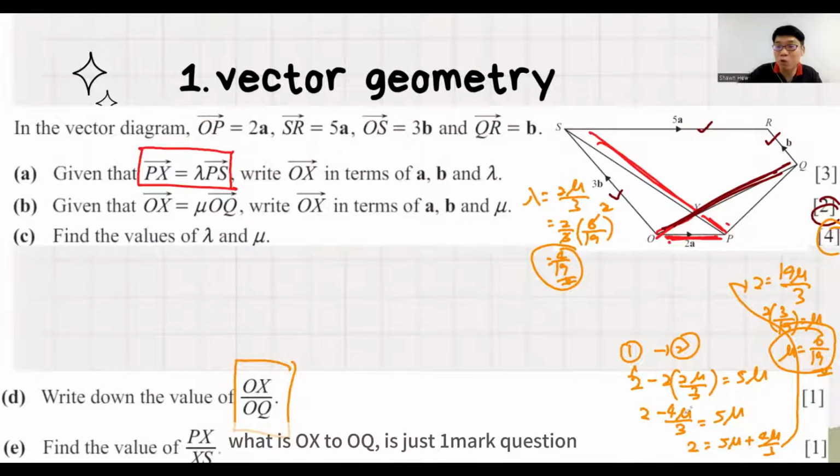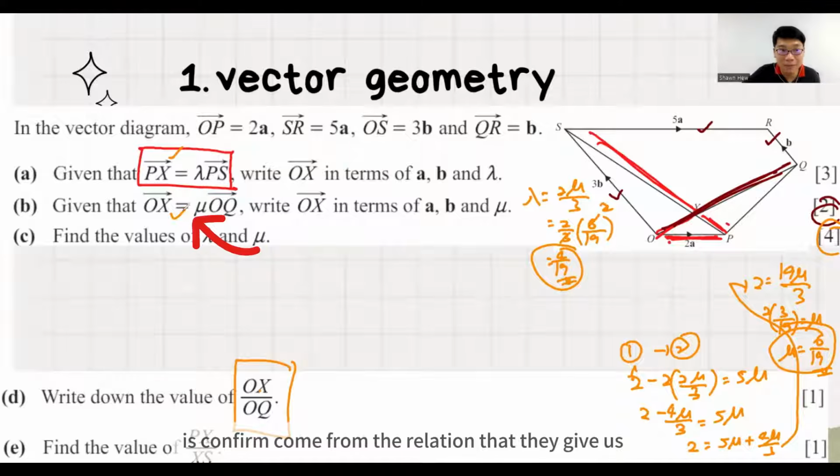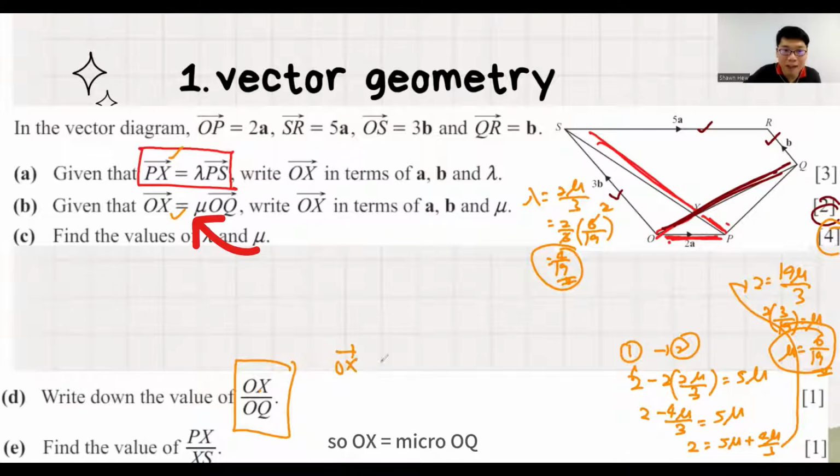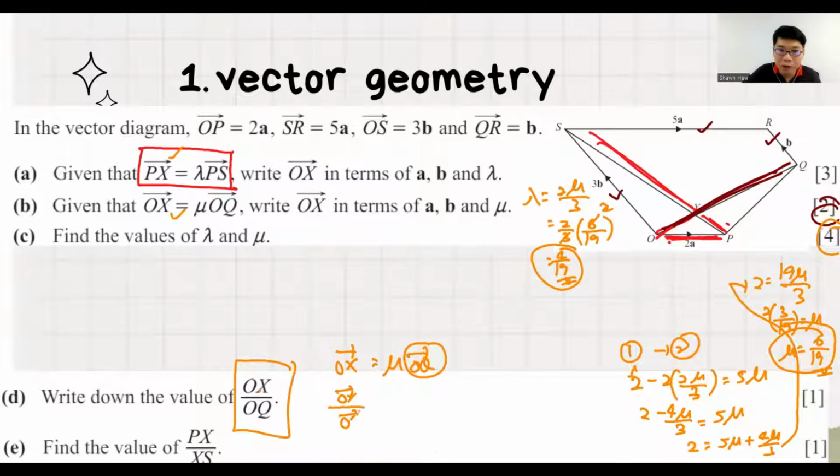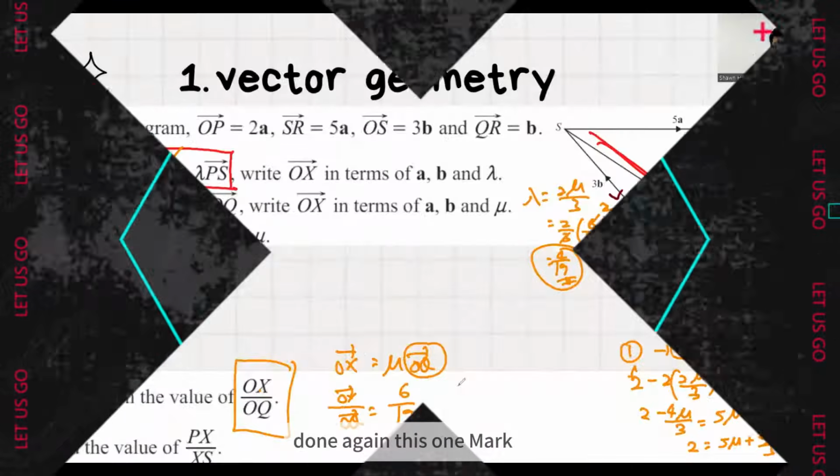Okay, so after we successfully find mu and lambda, the next question asks us to find OX to OQ. It's just a 1-mark question. OX to OQ definitely comes from the relation that was given to us. So OX equals mu OQ. So we rearrange by throwing OQ down, it is mu, and mu is 6/19. Done. We gain this 1 mark.